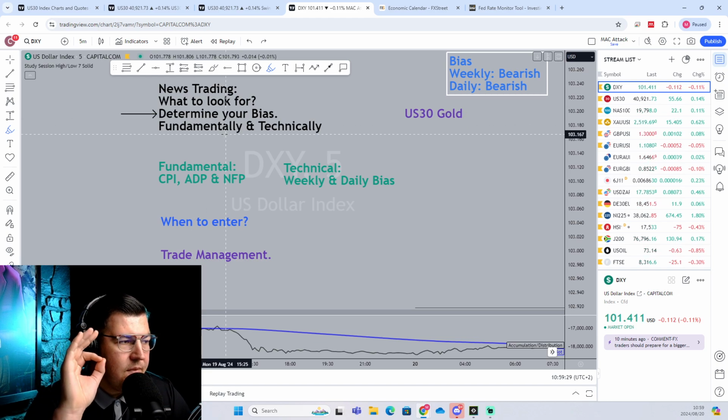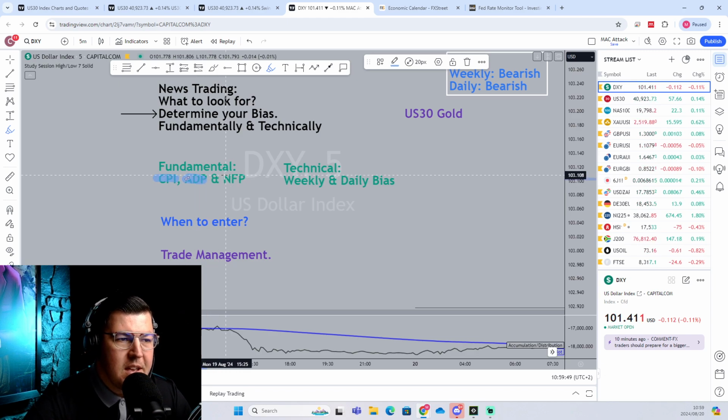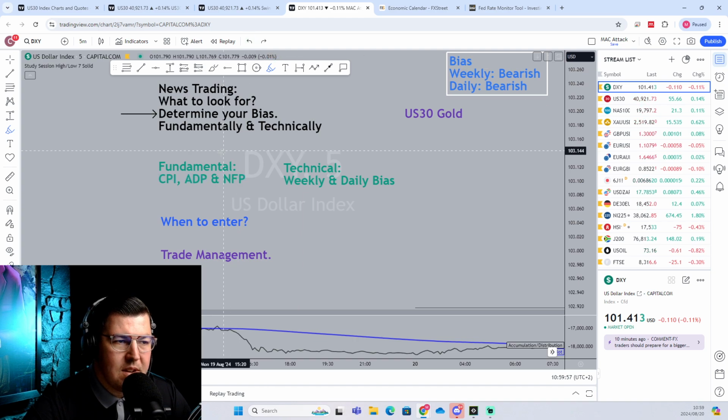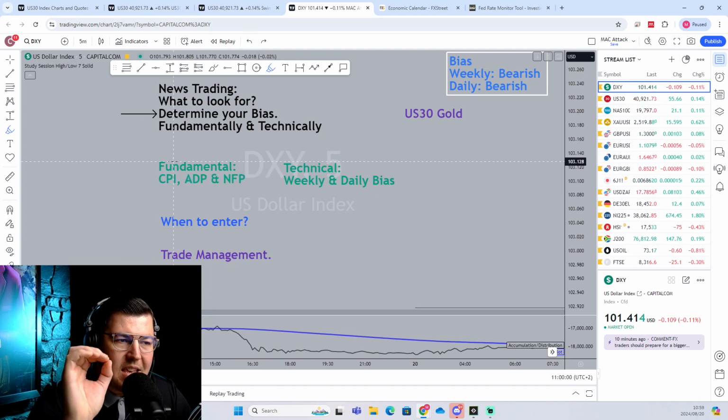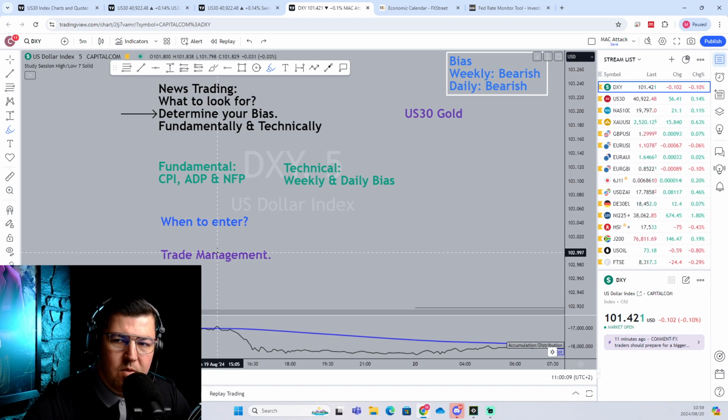What are the three key fundamentals that I look at for a NFP and a CPI event? The three key fundamentals I look at is the previous CPI print, or basically all of the previous 12 CPI prints. I look at the ADP employment change, that is usually 2 to 3 days before the NFP print. And then we obviously also take into consideration what NFP has been doing over a rolling period of 12 months. All right. These are the three key elements that I look at for my news trading.